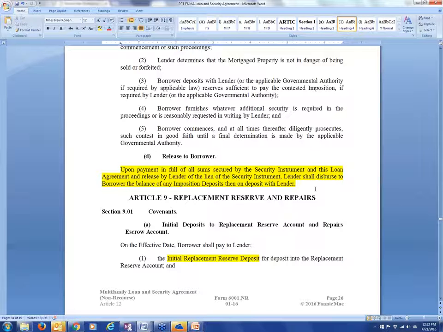It's right here. Upon payment in full of all sums secured by the security instrument and this loan agreement, and release by the lender of the lien of the security instrument, lender shall disburse to the borrower the balance of any imposition deposits then on deposit with the lender. Now remember, it's a new borrower.